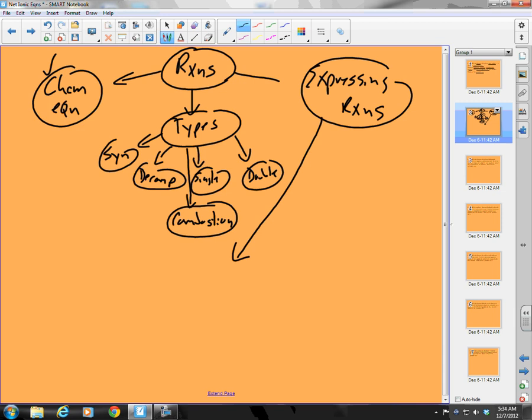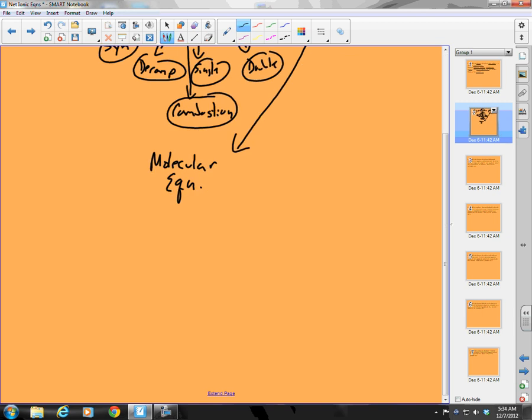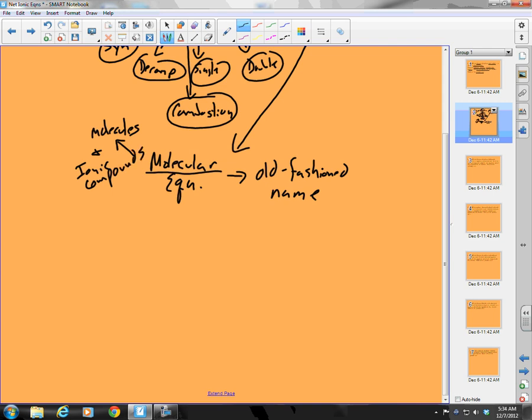Number one is the molecular equation. Now, here's the funny thing. The molecular equation doesn't have just molecules. This is an old-fashioned name. It is not just molecules. You have your molecules and you have your ionic compounds. So it's kind of anachronistic, I guess, or just a wrong expression.